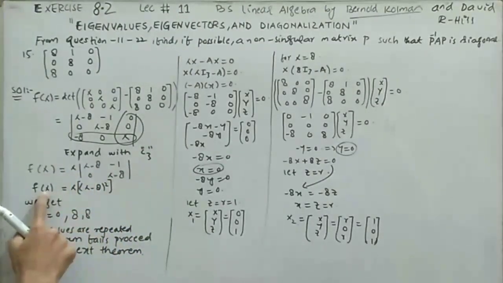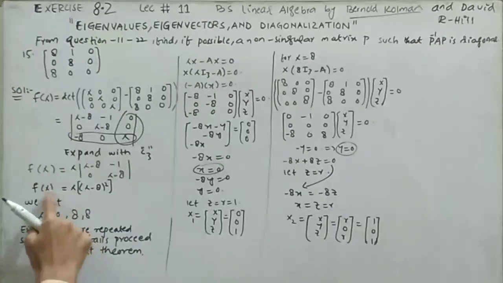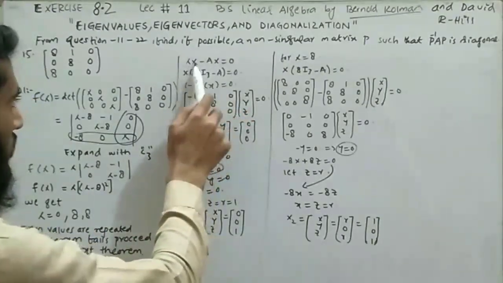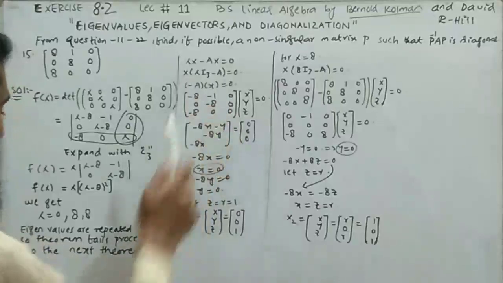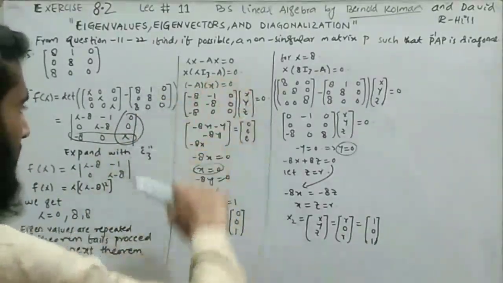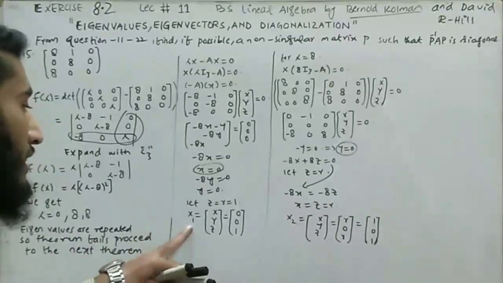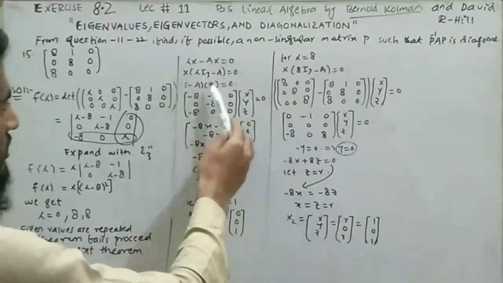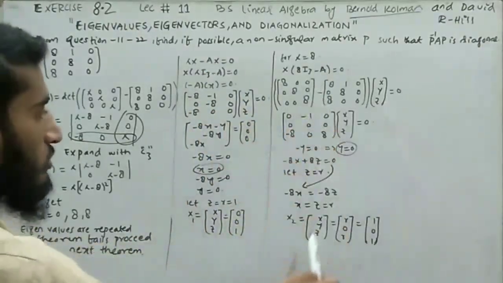From over here f of lambda is equal to 0, so we get lambda is 0, and lambda is equal to 8 and 8. So eigenvalues are repeated, so the theorem fails, and we proceed to the next theorem. Lambda x minus Ax is equal to 0. Take x common, we are left with lambda I3 minus A. So first put lambda 0 over here, it gives us minus A times x. By simplification it will give us just one eigenvector x1, 0 0 1. Now by putting lambda is equal to 8 in this equation, it will give us just one eigenvector.